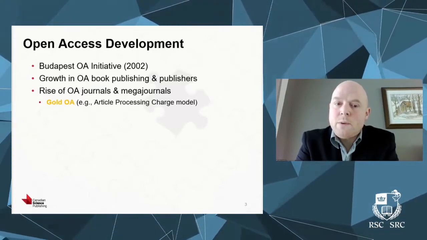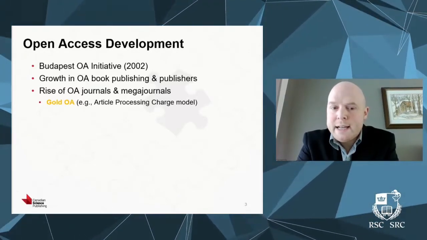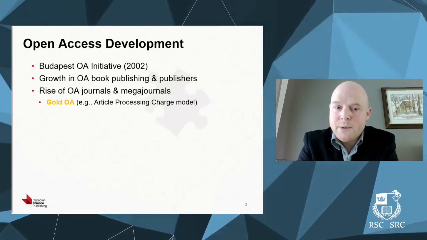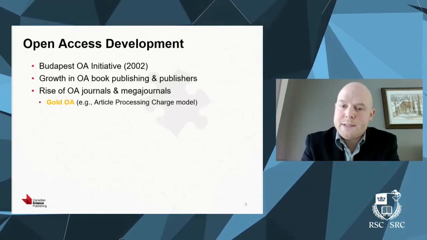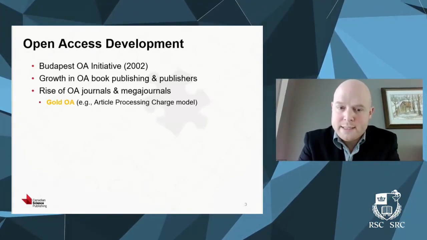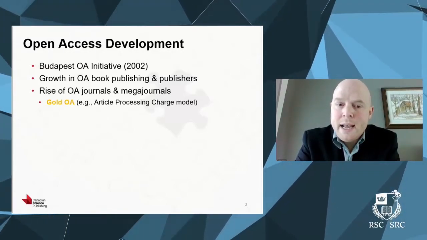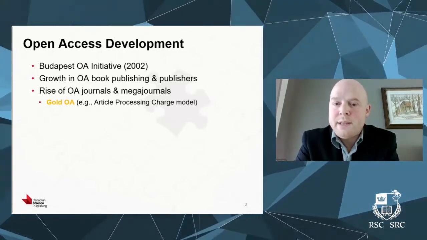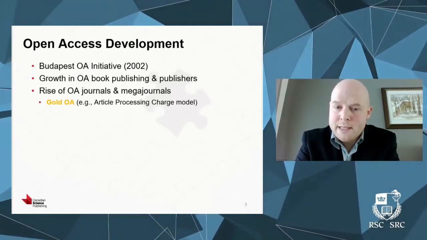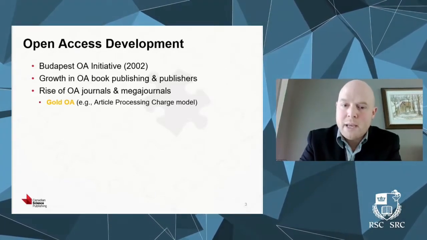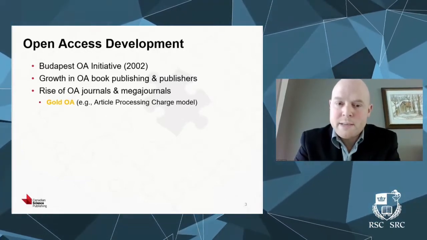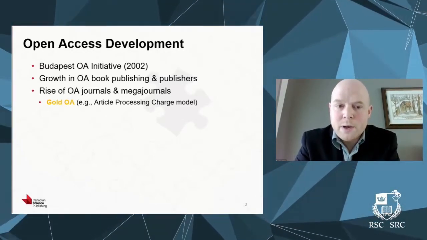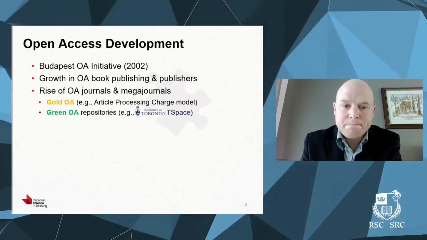We've also seen growth of what's called gold open access, and that has traditionally, up until the past few years, referred to publications that are made rapidly open access, so immediately upon publication, and they're free to access, but there is a fee that's charged, and it's traditionally been the article processing charge model that has been used to fund open access. It's often paid by researchers, but a number of new models have been proposed in recent years to explore gold open access options.